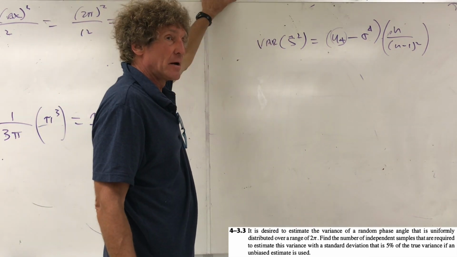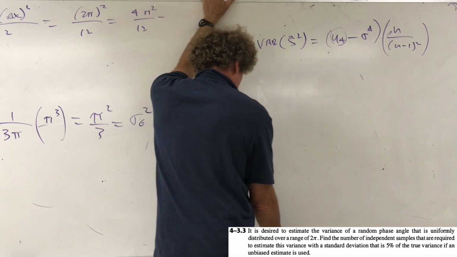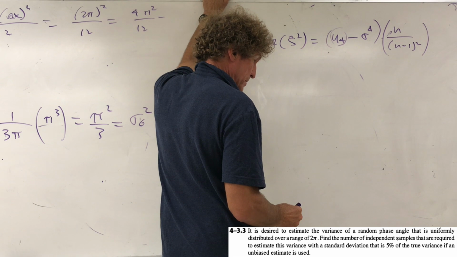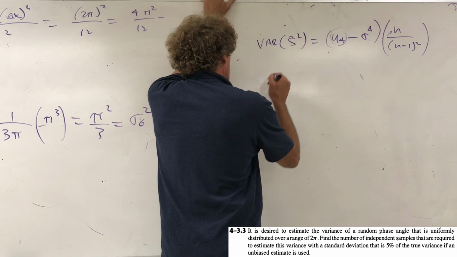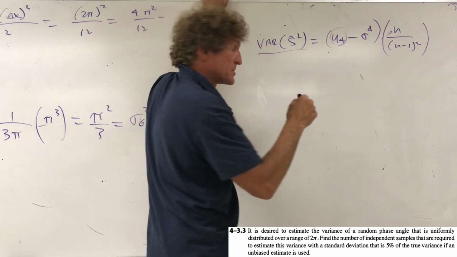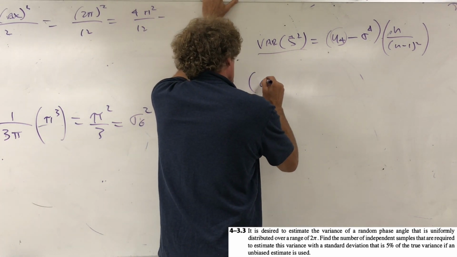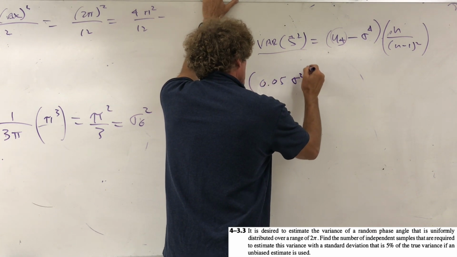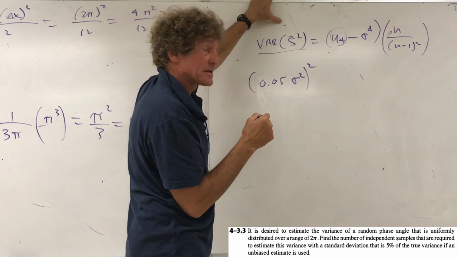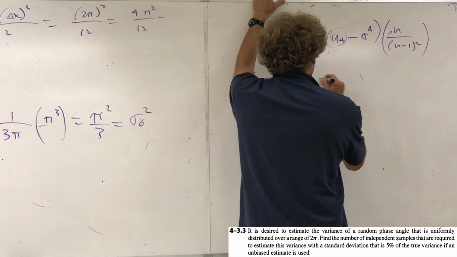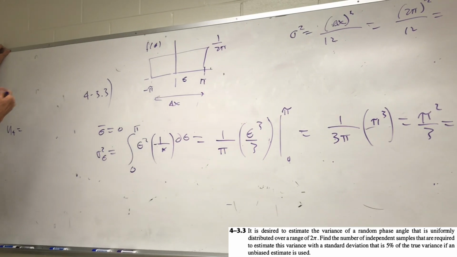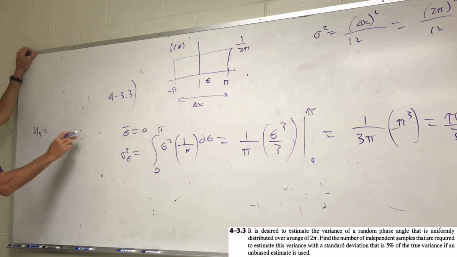Read that part again. Find the number of independent samples that are required to estimate this variance with a standard deviation that is 5% of the true variance. Okay. So now, with the standard deviation of the variance, we're going to have to square this. So it's 5%, so it's 0.05 sigma squared. The standard deviation would be the square root of this, meaning the actual variance of the variance. And that's mu 4th, which is, if we wanted the 4th central moment, how do we get it? Start with the probability density function. You've got to do this just by definition.